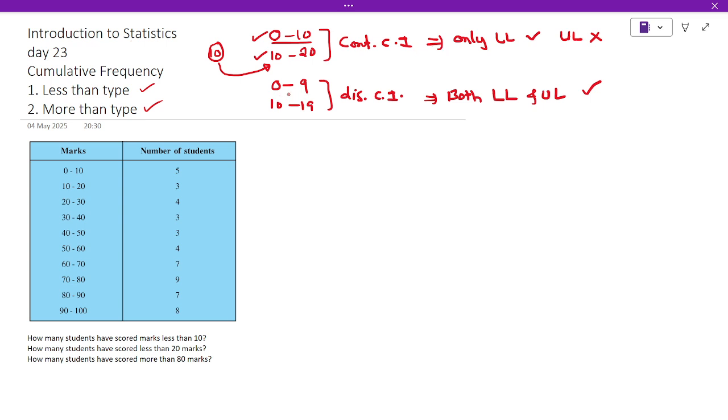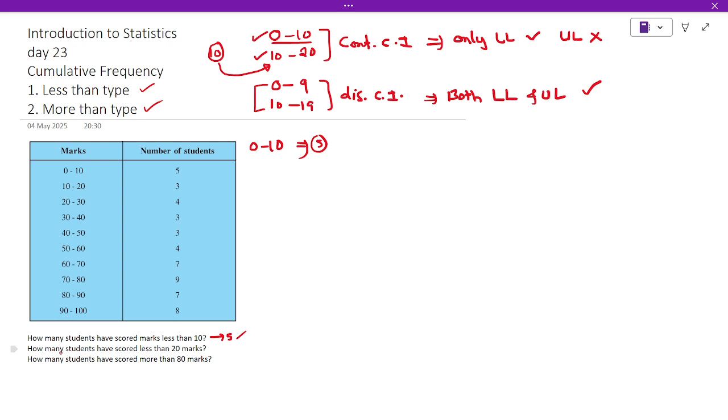And when it comes to discrete, both 0 and 9 are included. Clear? So there won't be any difficulty in this because both are included. Similarly, when I want to find the number of students who secured marks less than 10, I can directly say that there are 5 students who got 0 to 10. What is the meaning of this? The meaning is more than 0 and less than 10. We want less than 10, so definitely our number of students is 5. It is a straightforward question.